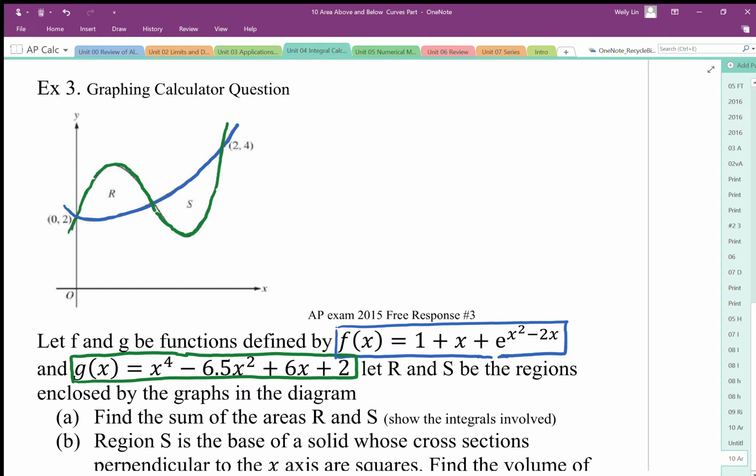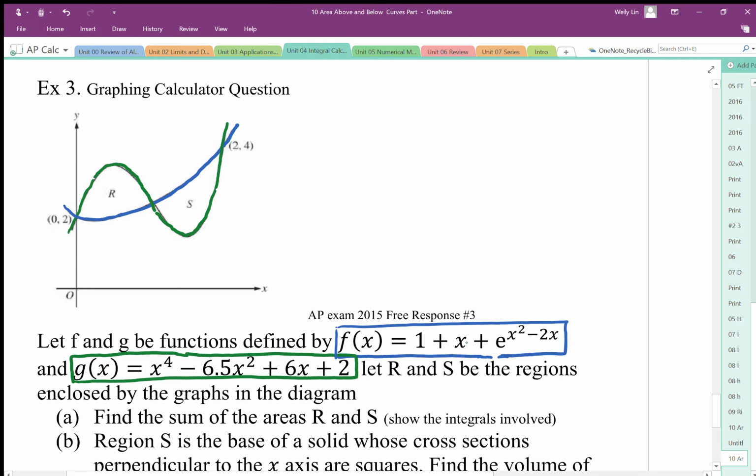Example 3 is a graphing calculator question from the AP exam. So we need a graphing tool to be able to solve this. You can't solve this algebraically without a graphing tool. So if we take a look at the functions, f is this exponential function here.